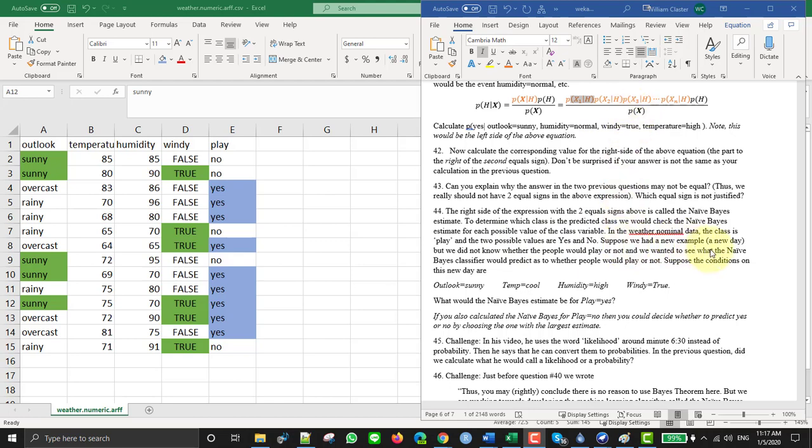Suppose that we had a new example, a new day, but we did not know whether the people would play or not, and we wanted to see what the naive Bayes classifier would predict. Suppose that the conditions, the X here, the evidence, are the following. Outlook equals sunny today, temperature is cool, humidity is high, and windy is true. What would be the naive Bayes estimate for play equals yes? So we need to open up the proper data set here, not with the numeric values, but with the nominal temperature values.